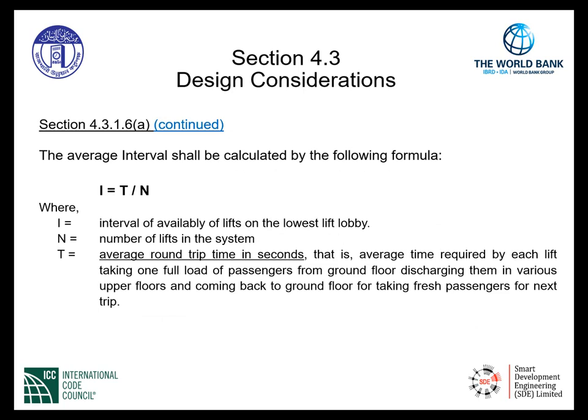Continuing with section 4.3.1.6a, the average interval shall be calculated by the following formula. I equals T divided by N, where I is the interval of availability of lifts on the lowest lift lobby. N is the number of lifts in the system. T, again, is the average round-trip time in seconds. That is, again, the average time required by each lift, taking one full load of passengers from ground floor, discharging them in various upper floors, and coming back to ground floor for taking fresh passengers for the next trip. As you can see, we will solve for the interval of availability of lifts on the lowest lift lobby, variable I.